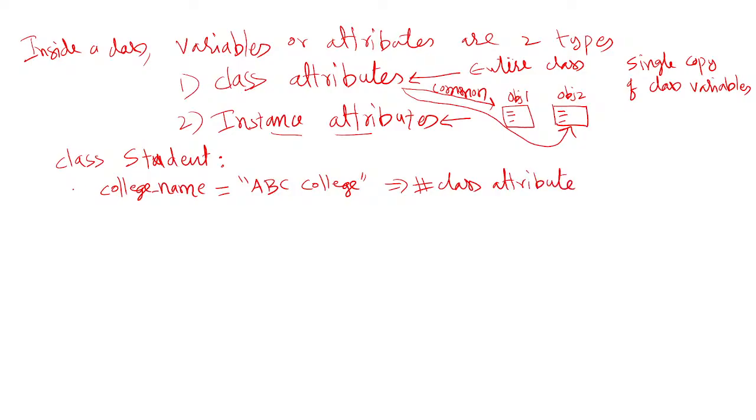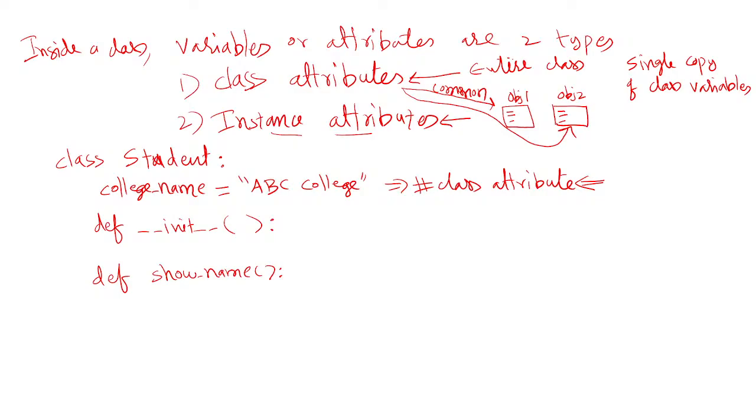That means if a variable is defined outside of all the methods, including the init method. After this, we define the init method. Then we define other methods like show age, show name. So this kind of attributes, which are defined inside the class but outside of all the methods, are called class attributes.